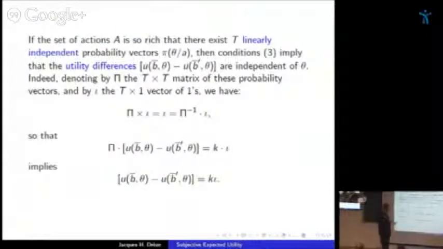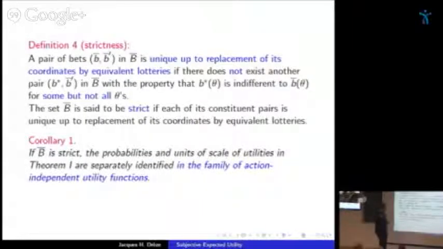So how now could we identify the existence of a full set of linearly independent probabilities? And the way to do that is fairly simple. The conditions that we wanted to meet, you can always find bets that meet them, because there are conditions on utility differences between two bets, and you can adjust the bets so that you obtain utility differences that fit in the formula.